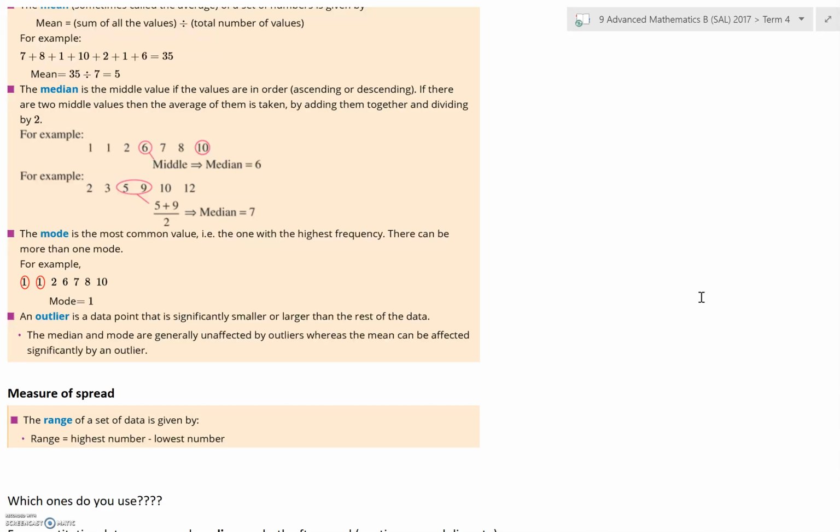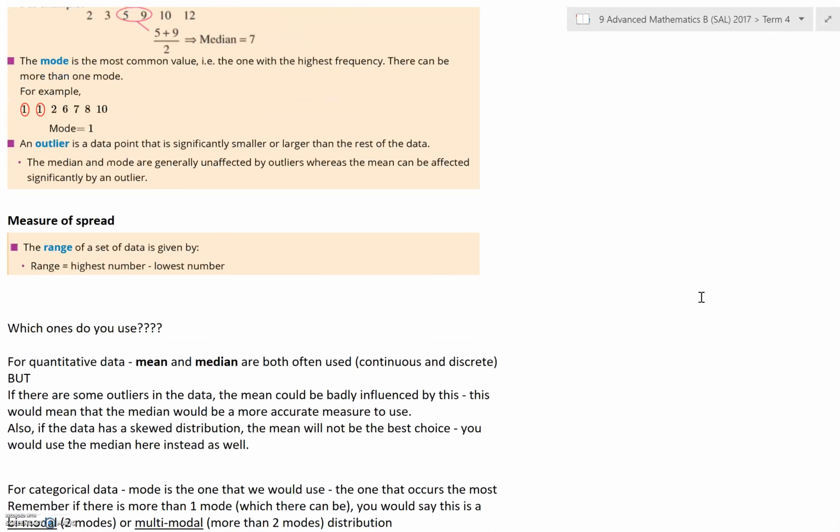Now I just want to remind you about the term outlier. So an outlier is just a data point that is really different to the rest of the data. It's much bigger or much smaller than the rest. You might have 1 or 2 outliers even, which look really different to the rest. The median and the mode are not as affected by outliers as the mean. The mean can be significantly affected by outliers because if you've got a whole lot of small values and one really, really big one, then it's going to mean all of those smaller values are increased and the average would be too high. So that's something to keep in mind when you're calculating these.